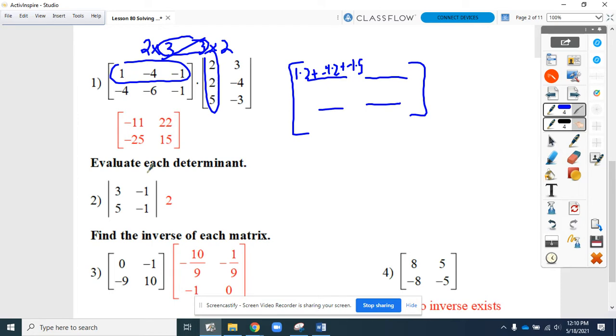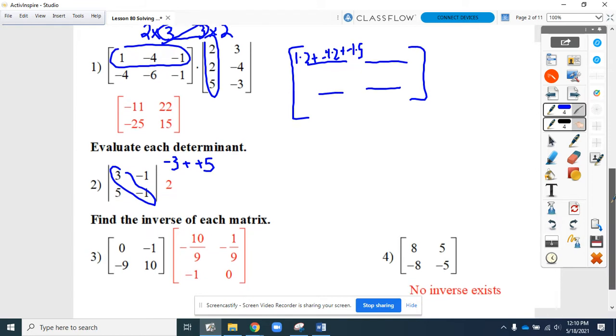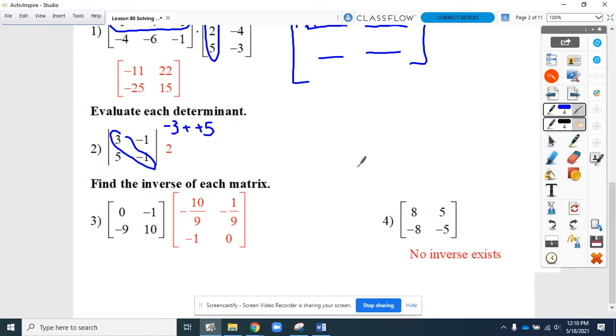Then we did determinant. So here, if you see what looks like absolute values, that's our determinant. So you're doing the first diagonal minus the second diagonal. So -3 minus -5 means I'm adding 5 to get the positive 2. And then to find our inverse, this is all going to be important for our lesson today.